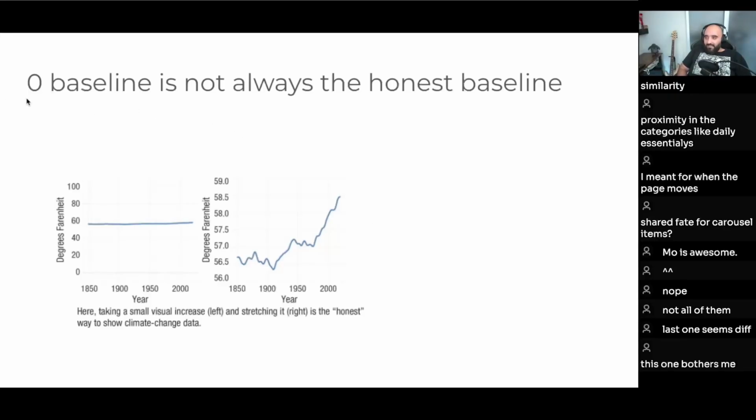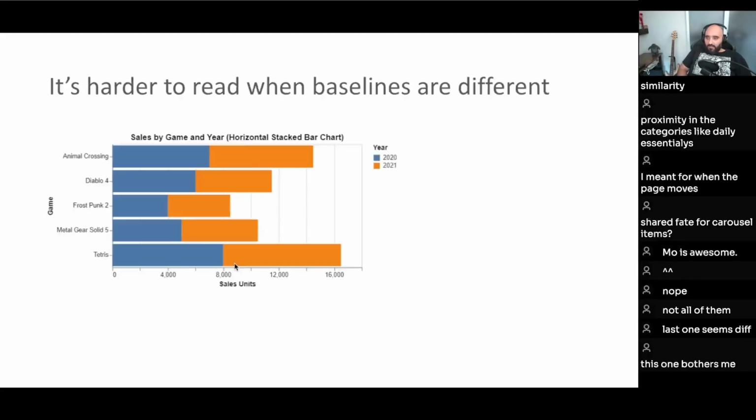And as I said, a zero baseline is not always the honest baseline. Taking a small visual increase on the left and stretching it is the honest way to show climate change data. You know why? Because temperatures do not start from zero normally, right? In Fahrenheit, they start from 50 or 40. So if you start from zero, you're presenting the data in a dishonest way.